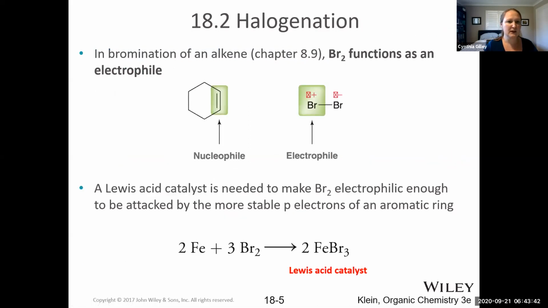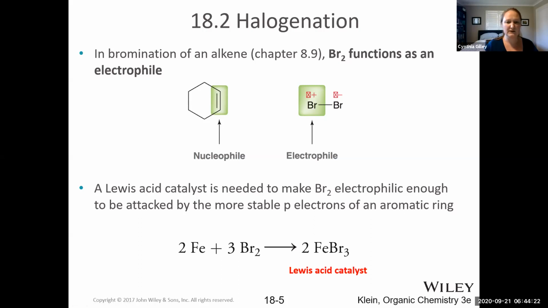So let's review the bromination of an alkene. Bromine does function as an electrophile in that reaction, and even though you see these little boxes, this is supposed to be delta positive, delta negative. If you recall from learning about the addition reaction of bromine with an alkene, we talked about the fact that Br2 is what we call polarizable. It's polarizable because these are large atoms and their valence electrons are held relatively far away from the nucleus. So the electron cloud can distort more than other atoms that are smaller.